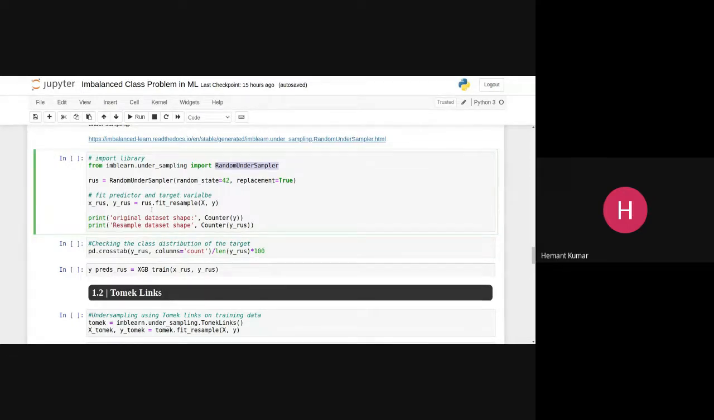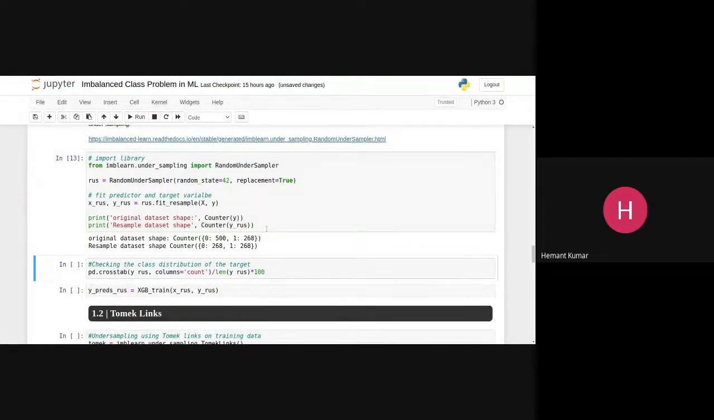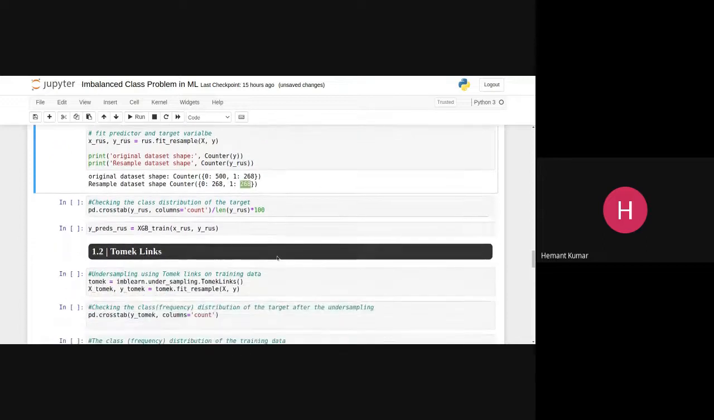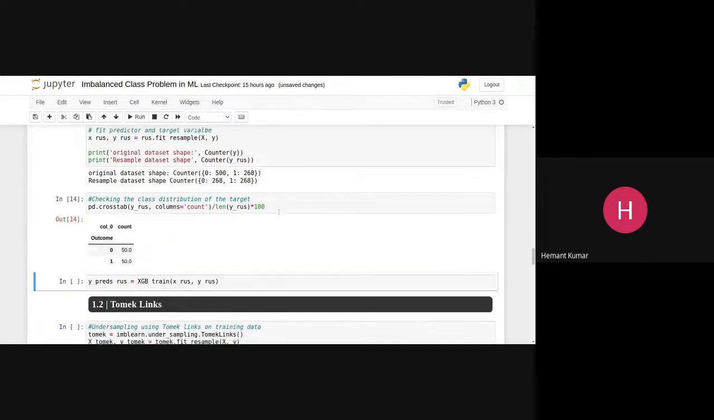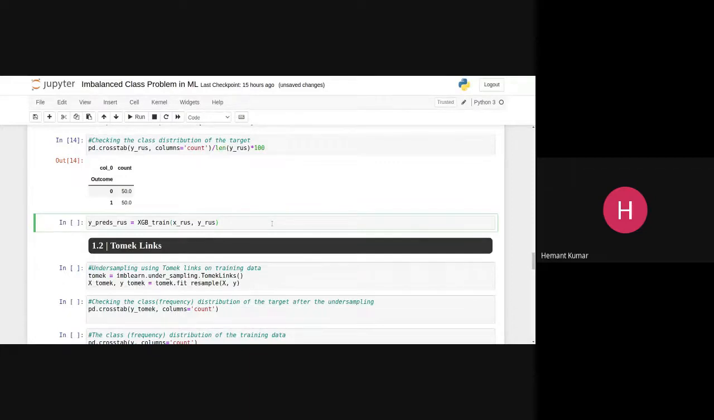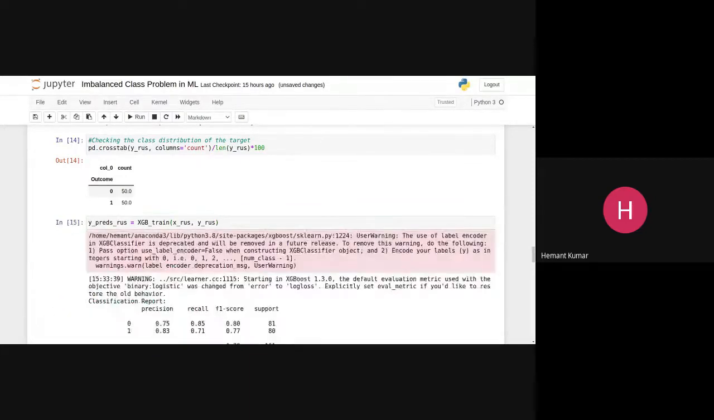We apply the random undersampler with fit_resample on the data sets X and y. Originally, class 0 has 500 samples and class 1 has 268. The random undersampler removes data from the majority class to make it equal to the other class, so class 0 has 268 and class 1 has 268. Then we apply an XGBoost classifier in this case.